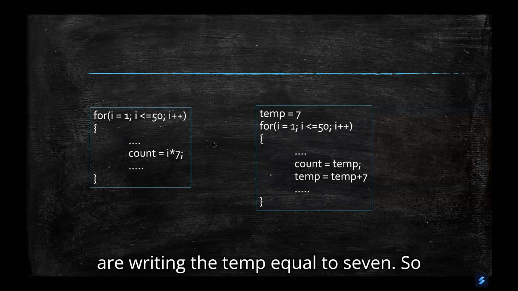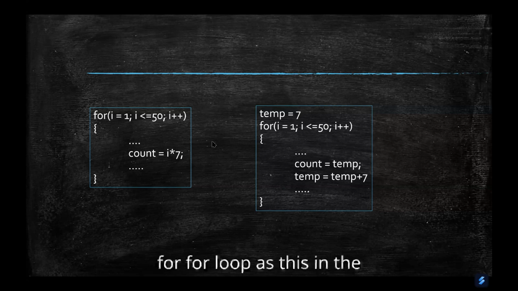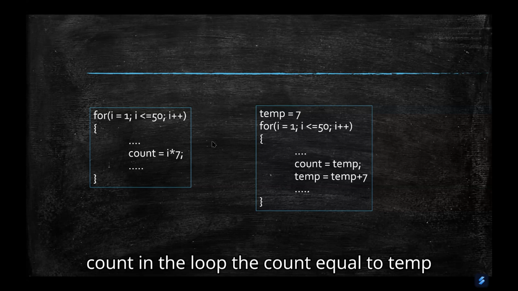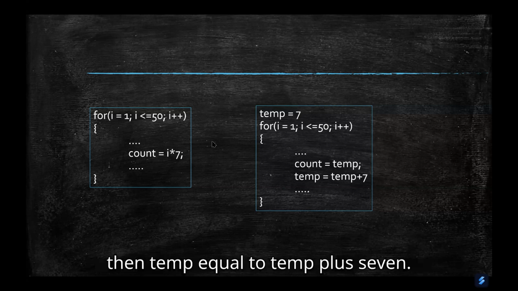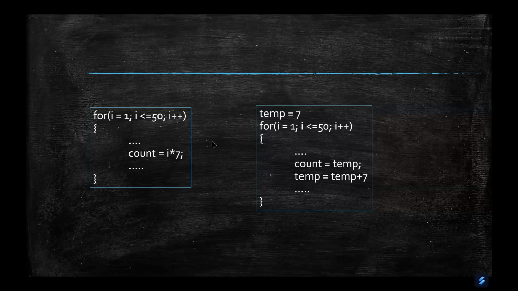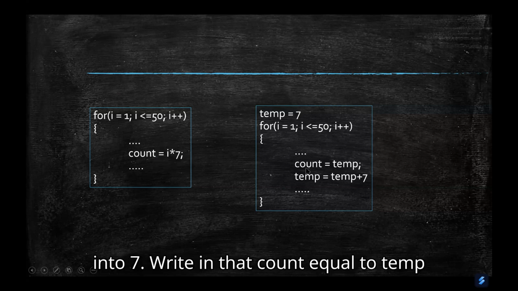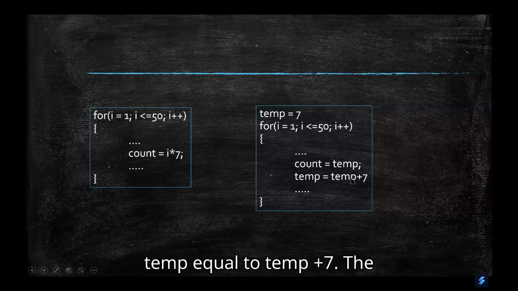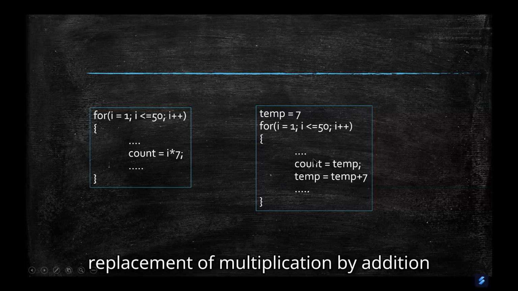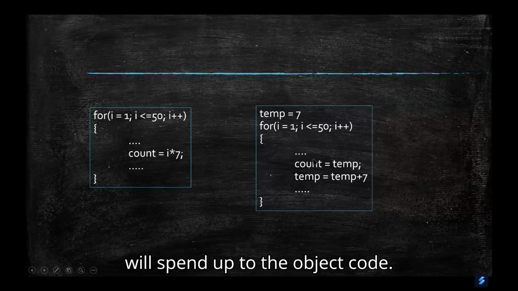Here we write temp equal to 7. The for loop is as it is; in the loop, count equal to temp, then temp equal to temp plus 7. Here, instead of writing i into 7, we are writing count equal to temp, temp equal to temp plus 7. The replacement of multiplication by addition will speed up the object code.